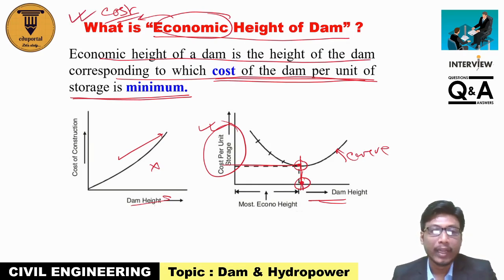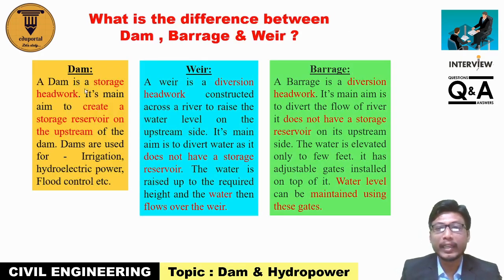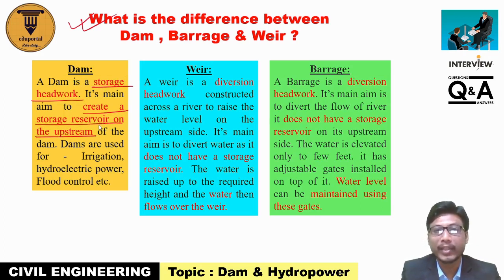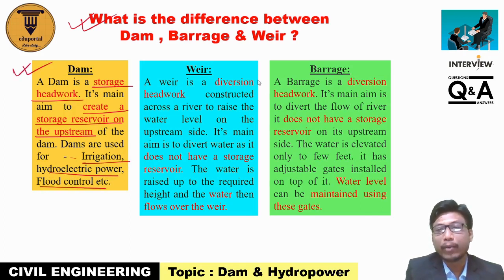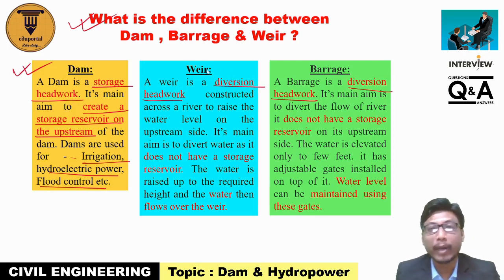And next one is, what is the difference between dam, barrage and weir? The main difference is that a dam is used as a storage headwork, and it creates a reservoir on the upstream side. The reservoir stores water, and this water is used for irrigation, hydroelectricity generation, flood control, etc. So this is dam. Weir and barrage are both diversion headworks. The purpose of a diversion headwork is to divert the main flow of the river into a canal.